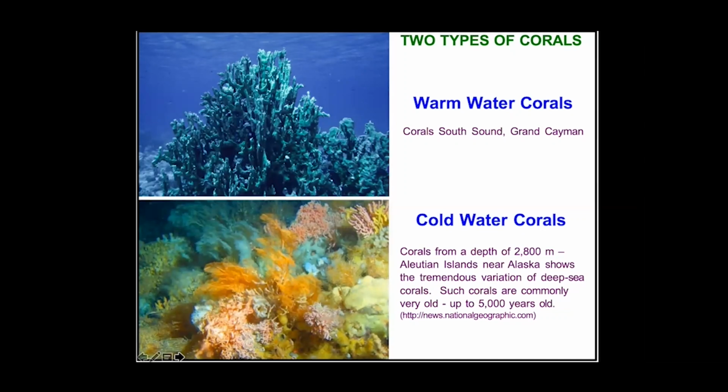The image shown there, for example, shows corals near the Aleutian Islands in Alaska, growing at a depth of 2,800 meters. There is no light. It's pitch black. It's cold water. These corals, however, can grow for long periods despite those adverse conditions. So some of these corals in these cold waters can be up to 5,000 years old.